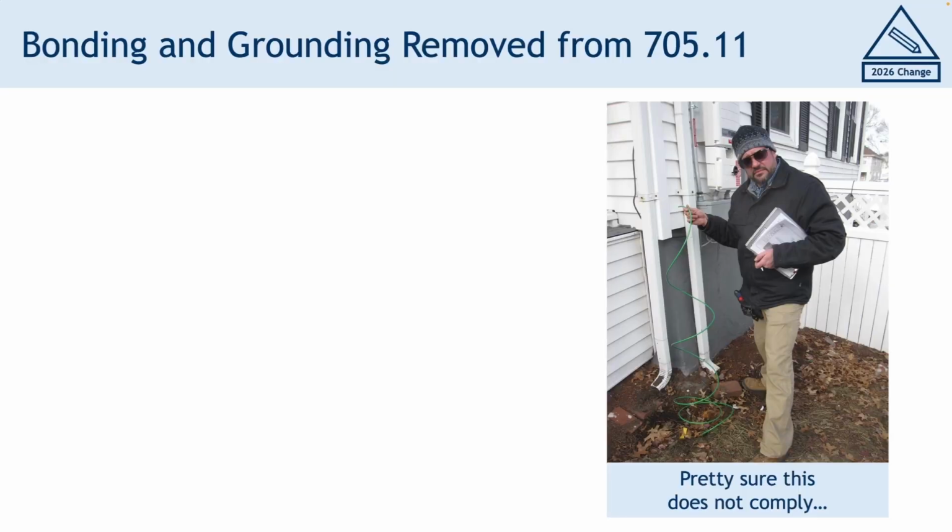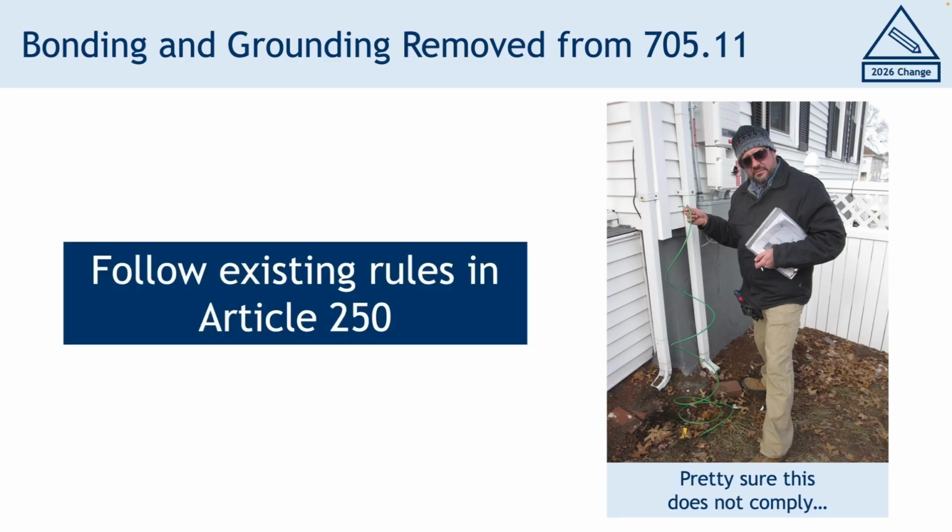Well, you're not going to find anything in 705.11 anymore because the bonding and grounding section was removed. But there are some changes that you should be aware of, which I think will be helpful. We're going to follow the existing rules in Article 250 if we're not supplementing or modifying any of those rules. All right, so let's do a review of what those rules are.